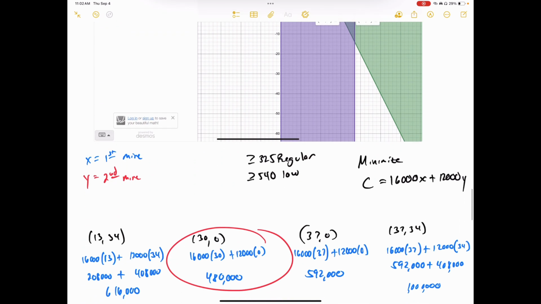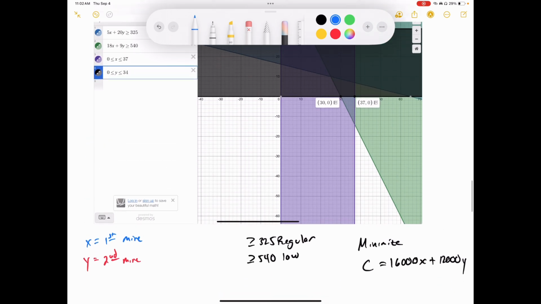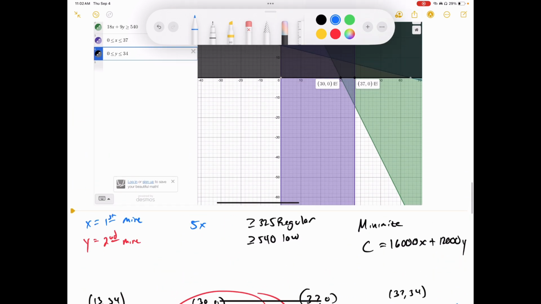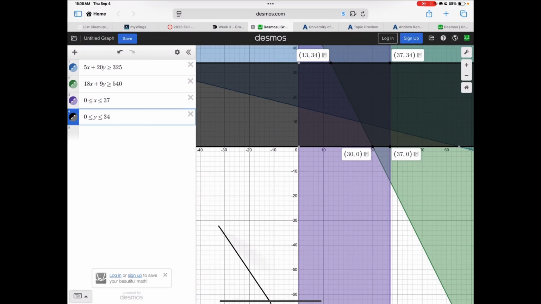So you have 2 different things going here. You got the 2 mines, but you also got the 2 different types of ore that they produce. So in the first mine, it was 5 of the regular and 18 of the low. And then the second mine, it was, sorry.